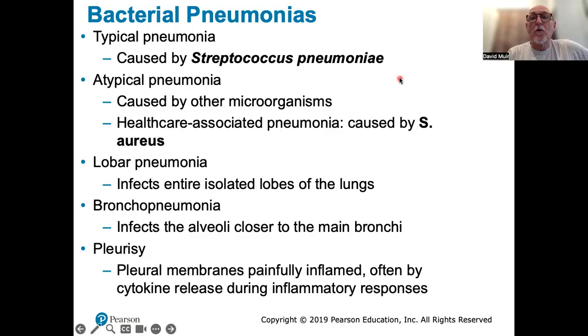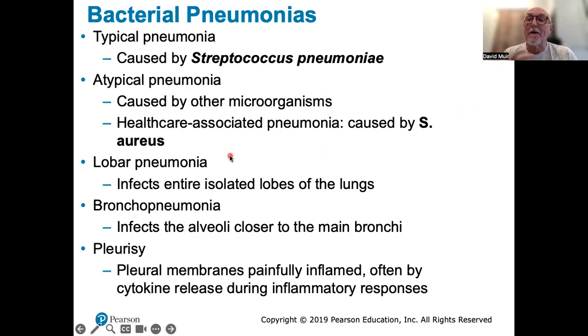One of the major causes of pneumonia, in fact, so common that it is called typical pneumonia, is another streptococcus. And this is Streptococcus pneumoniae, again, a common member of our normal microflora. And there are other causes of pneumonia, which are called the atypical pneumonias. One really important one is healthcare-associated pneumonias, in particular caused by Staph aureus, which is a different kind of pathogenesis.